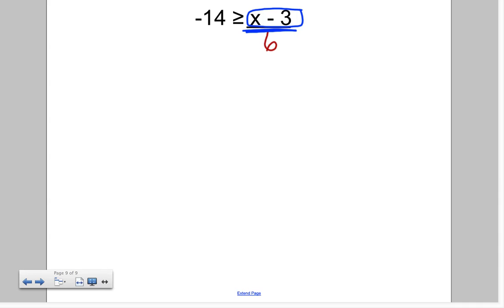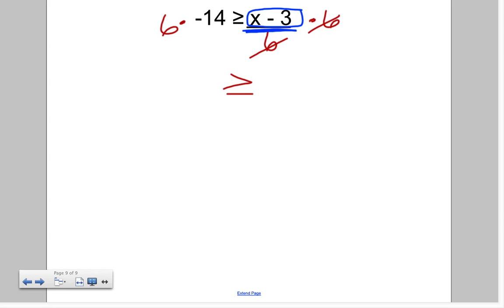Then we can get rid of that denominator. Did you know that's how you get rid of any fraction? If you don't want to work with fractions, you just multiply by the denominator. All right, so we're going to multiply by 6 here, and multiply by 6 here. And this cancels out, and we have that.